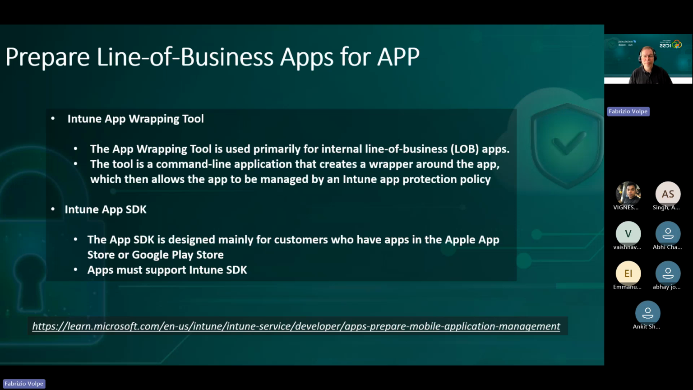Okay, what if I have a line of business app, a company, a corporate app, I don't have any access to the original code, I can't rewrite it, but I want to control it with Intune, because otherwise this is an app installed on mobile phones on which I don't have any kind of control. Well, in that case, there is something called the Intune App Wrapping Tool, which is a command line that creates a wrapper around the app. So as I said, I don't need access to the original code. I just need to be able to create an external layer. And this external layer gives Intune the capability to manage the apps.